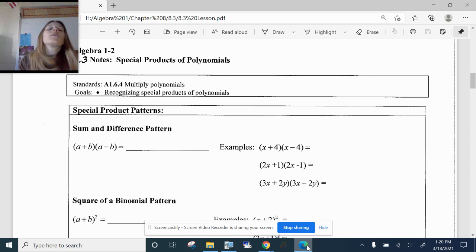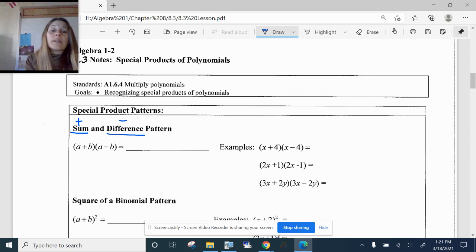So there's a couple special patterns with some polynomials here. And the first one we're going to notice is called the sum and difference pattern. So we know sum means addition and difference means subtraction. So notice we have two parentheses here. Both of them have the same two variables in them. The only difference is that on one parenthesis, one of the binomials, it's an addition sign, and in the other binomial, it's a subtraction sign.